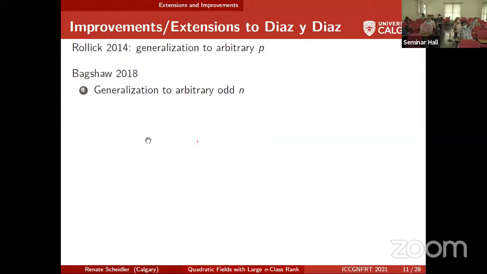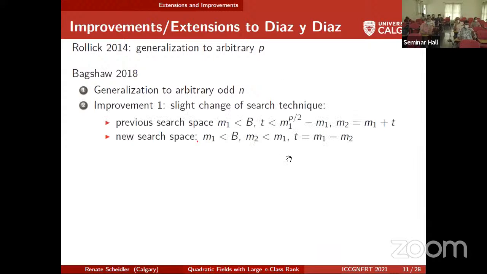Okay, and then our second student, Christian Bagshaw, started working on this in the summer of 2018. He worked on this for 3 summers. He generalized it to arbitrary odd numbers N. And then he made a bunch of improvements to this algorithm. It's these improvements that I want to talk about.